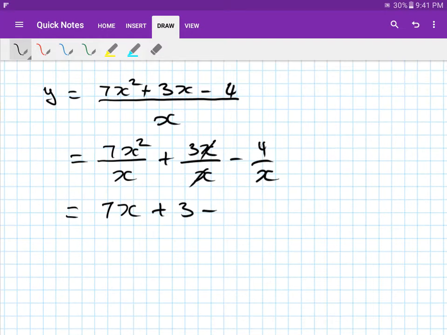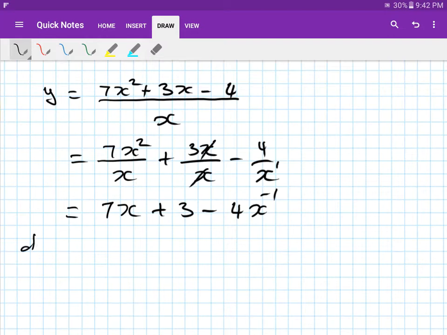Now, 4 over x is hard to differentiate. So I move the x on top, which is 4 times x to the power of minus 1. You move it up to become minus 1. You see that? Now I can differentiate it.